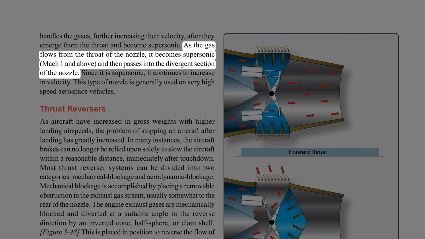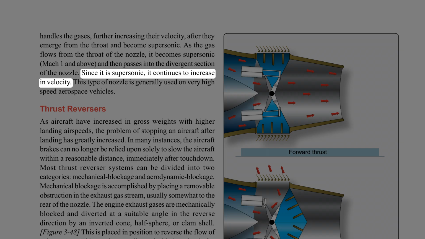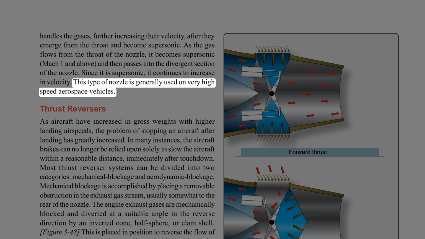As the gas flows from the throat of the nozzle, it becomes supersonic, Mach 1 and above, and then passes into the divergent section of the nozzle. Since it is supersonic, it continues to increase in velocity. This type of nozzle is generally used on very high-speed aerospace vehicles.